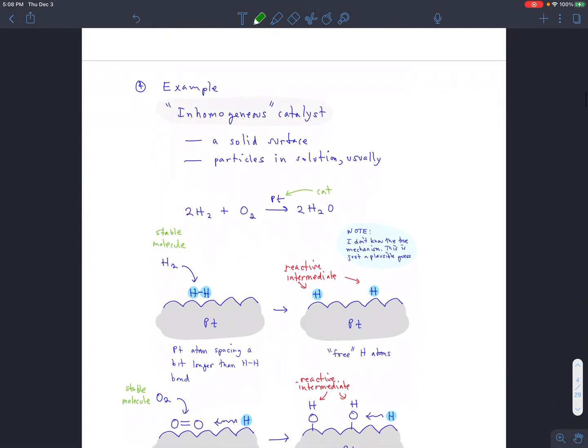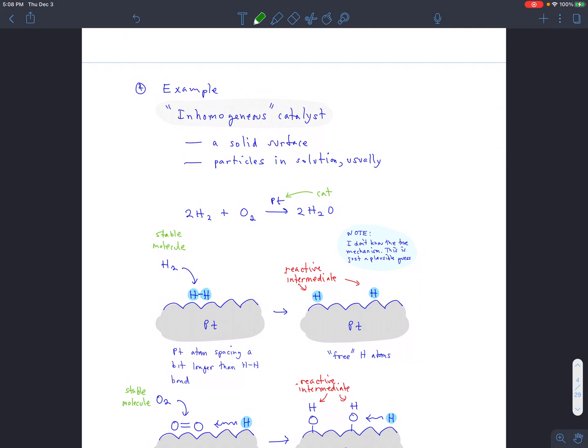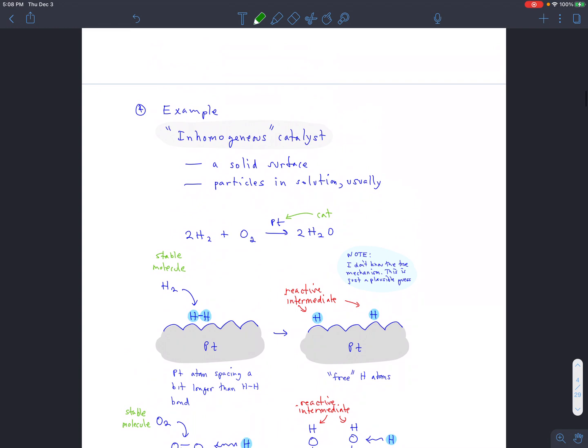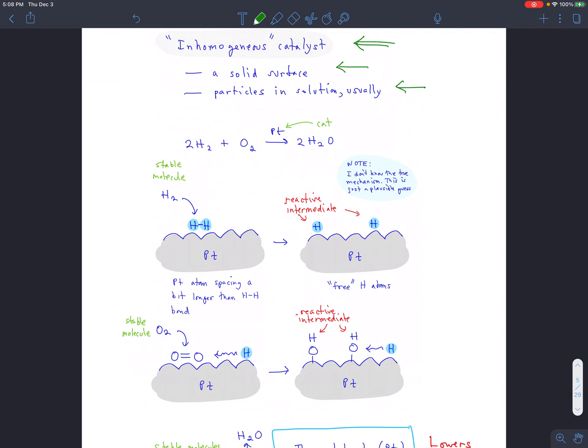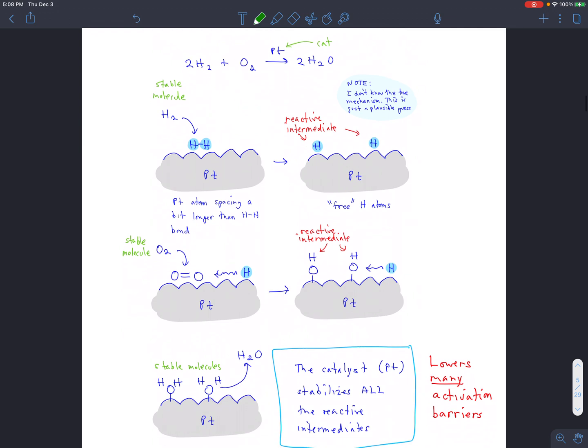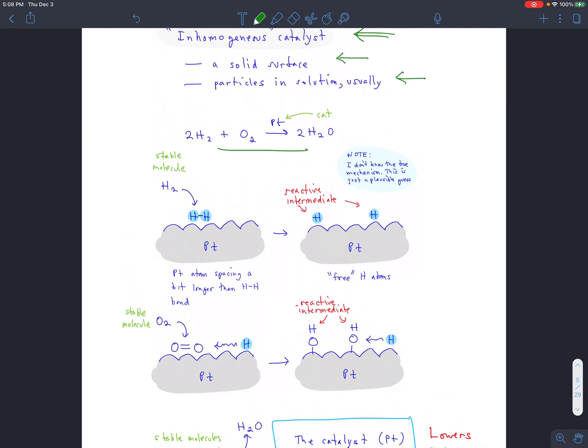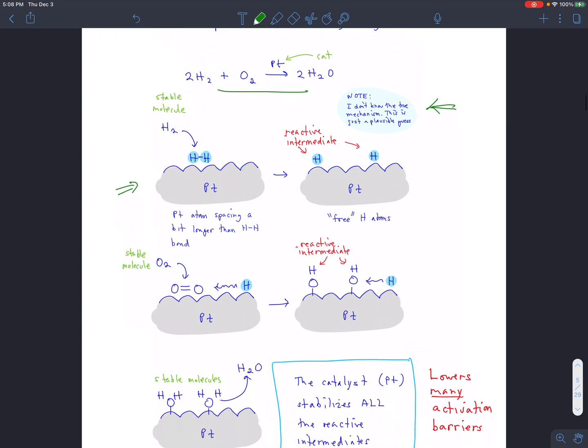We looked briefly, I won't go over this in detail because we talked about it in brief in the earlier lectures, but that there are some things called inhomogeneous catalysts, which are basically particles in solution or solid surfaces that basically stabilize intermediates in some complex reaction pathway. We talked about this reaction being catalyzed on a platinum surface. Let me again warn people that I don't know that this mechanism is correct. I just put it forward as a plausible one that's useful for illustration purposes.